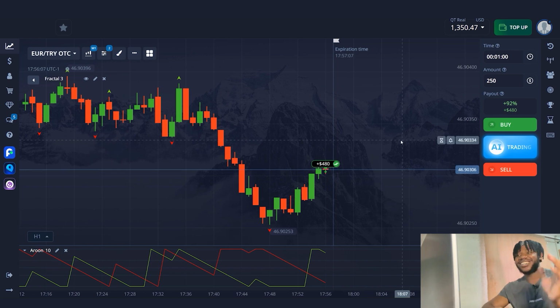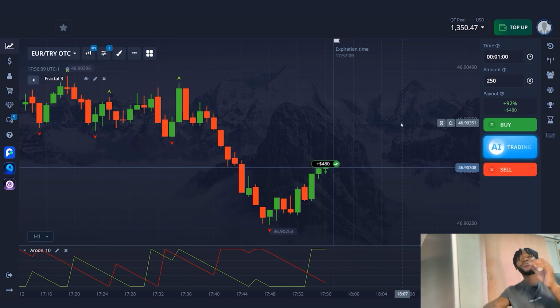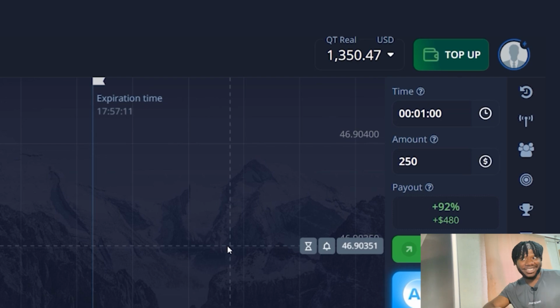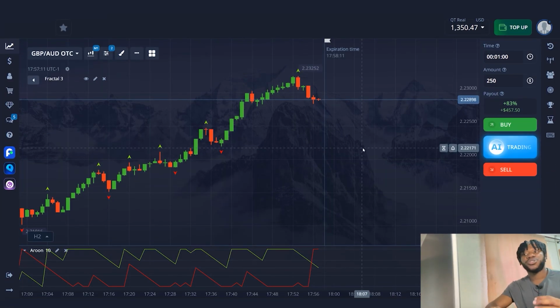Wow. Another profitable trade increases my capital to $1,350. Awesome. Now, there are still a couple of trades ahead. I am already looking for the next situation. The trade amount will also remain $250. My forecast is that the price is going to decrease.